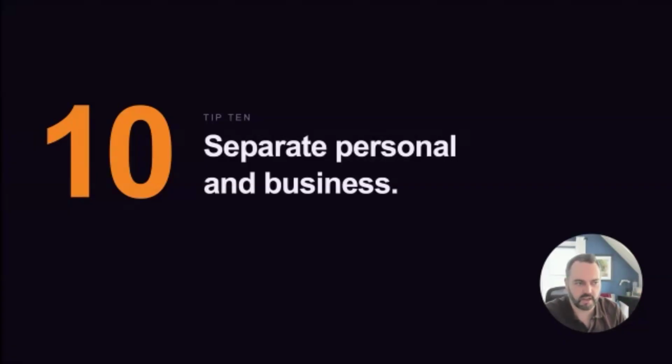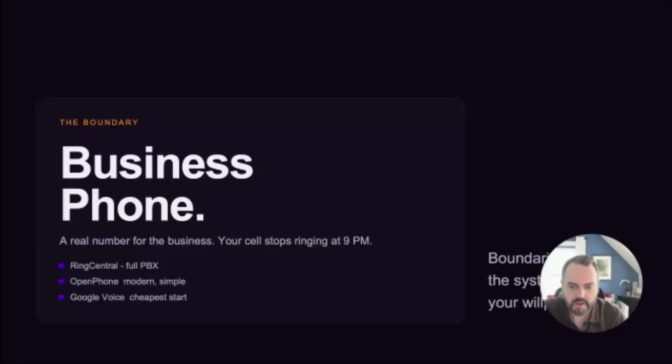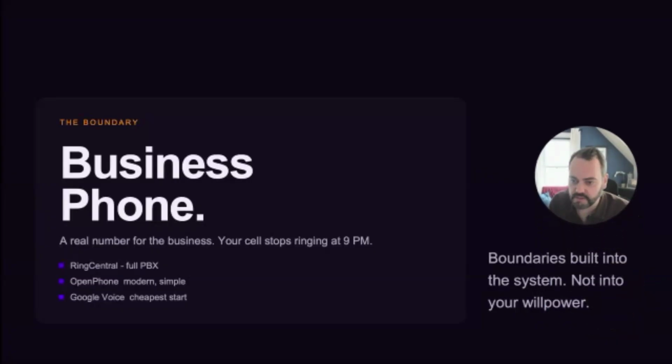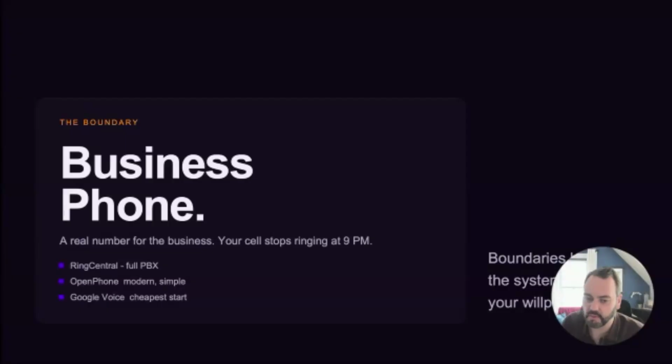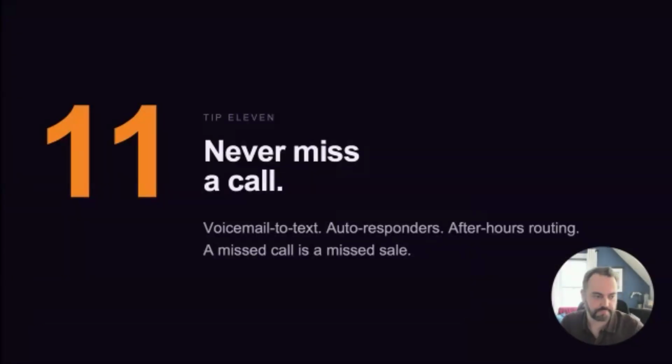So it can get exhausting. Business phone, I mentioned a few of them already. RingCentral is another one that does the trick. Google Voice is free. You can get a free Google Voice number if you want to just keep it simple. But you want to have boundaries, right? Boundaries built into the system, not your willpower.